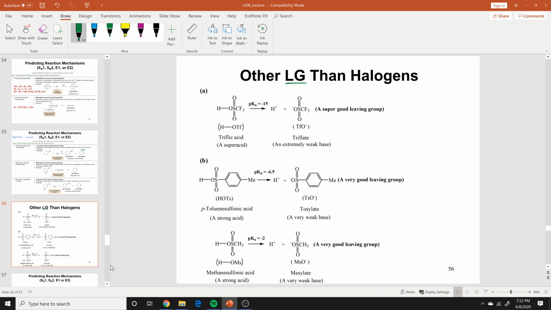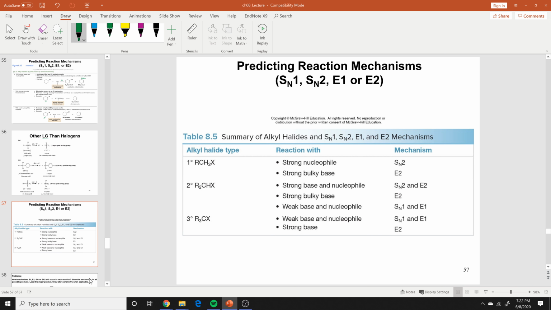So all of these leaving groups are better leaving groups than the halogens themselves because they came from stronger acids, so they are weaker bases. So predicting the mechanism of the reaction: this table here summarizes the slides that I've shown before. So primary alkyl halide, strong nucleophile, it's SN2. Strong bulky base, it is E2. Then you go with secondary, and then you go with a tertiary alkyl halide.